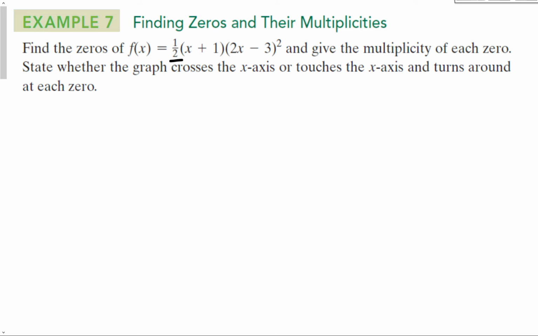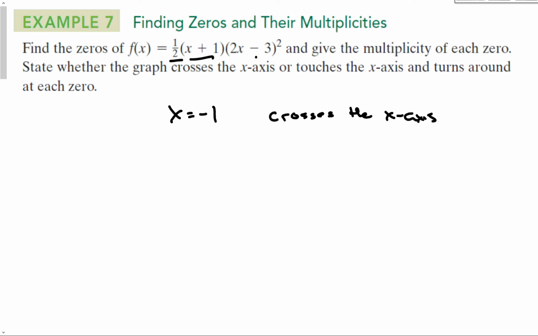Right there. That is not a variable, has nothing to do with any of the zeros. Right there. That's x plus 1. Set that equal to 0, and we have that x is equal to negative 1. That's my first zero. Okay? So what happens at x equals negative 1? We have to decide whether the graph crosses the x-axis or touches the x-axis. And here, it crosses the x-axis.